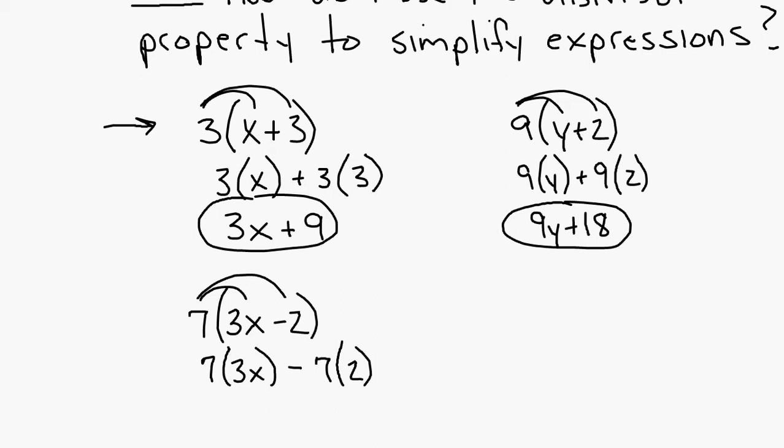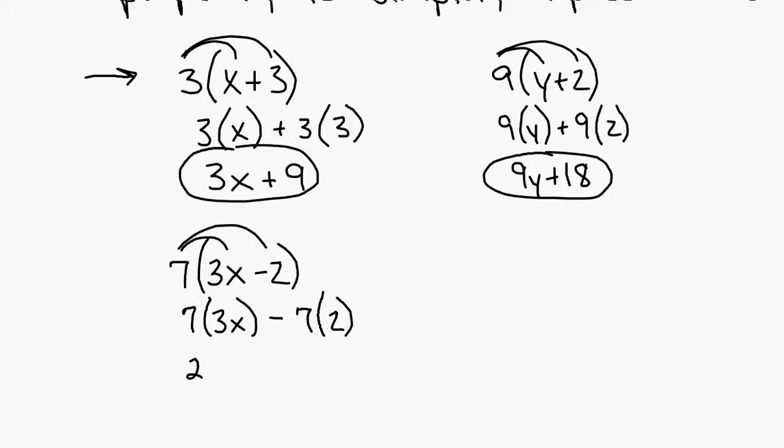You can do it 2 ways. You can make it negative 7 times 2, or you can say minus 7 times 2. Whichever way you do it, you're going to have a minus sign in your answer. So 7 times 3x is 21x. Minus 7 times 2 is 14. So it's either minus positive 14, or it's just negative 7 times 2, which is negative 14.